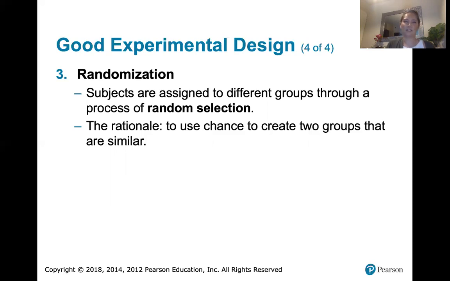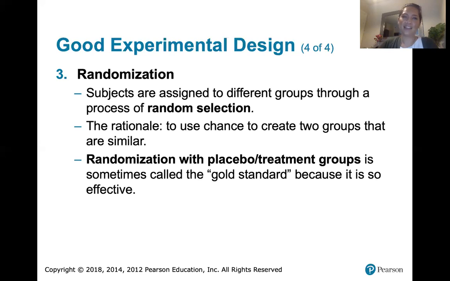It might seem a little bit counterintuitive to use something random to create similar groups, but that's exactly what happens. Usually random selection does result in similar groups. Now this idea of using a randomized design with placebo and treatment groups, they call it the gold standard because it's so effective. Generally this is what you want to do in an experiment. You want to have people randomly assigned to two or more groups, with treatment groups and at least one placebo group or control group to see if that treatment is actually causing the effect that you think it is, and then measure that effect from there.